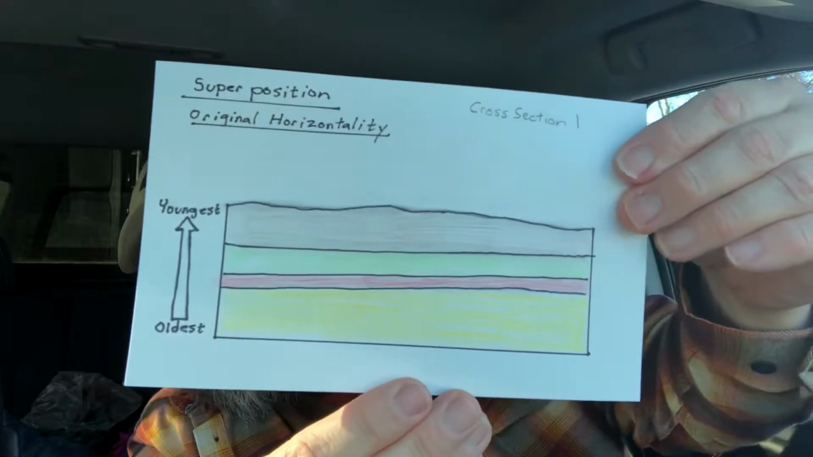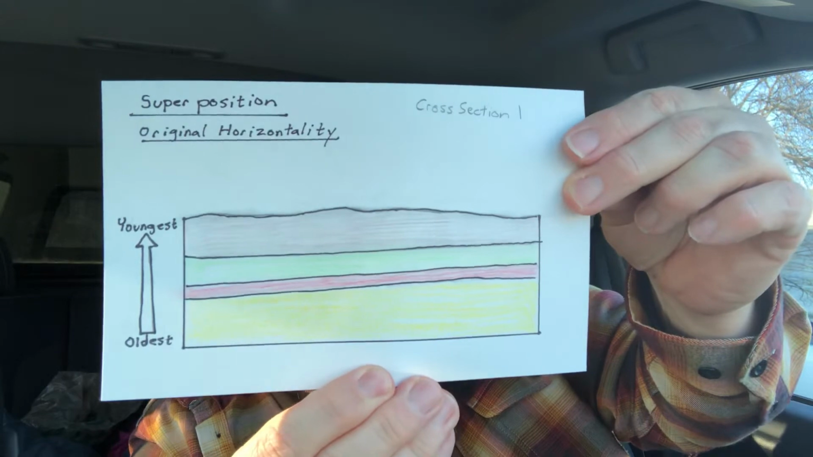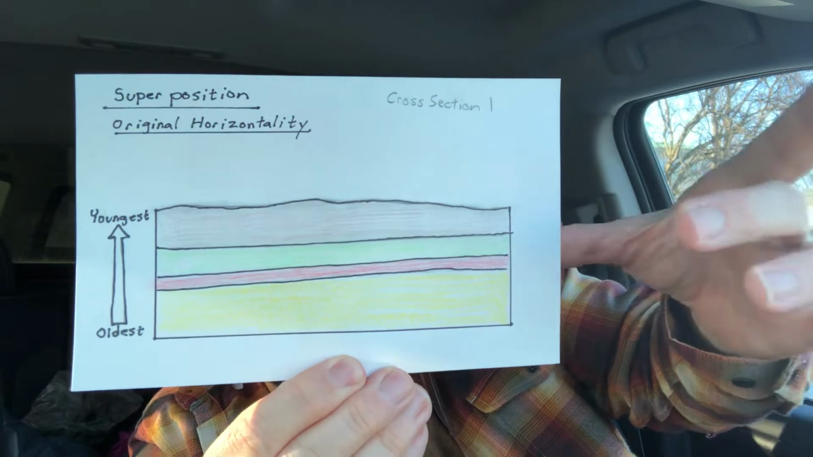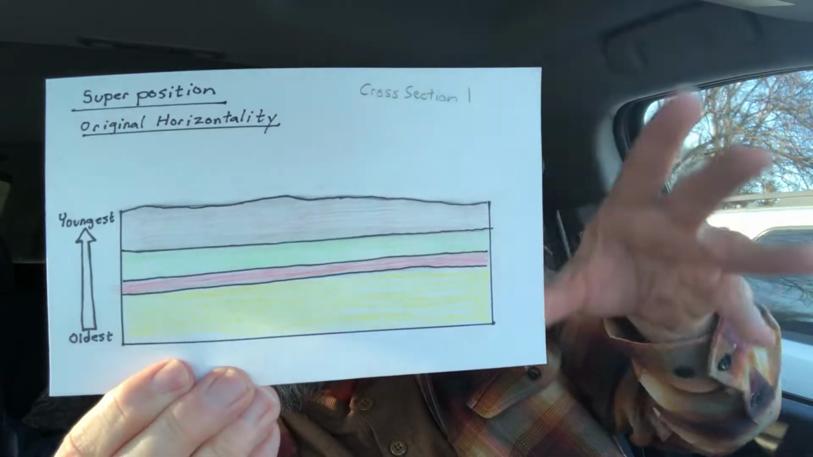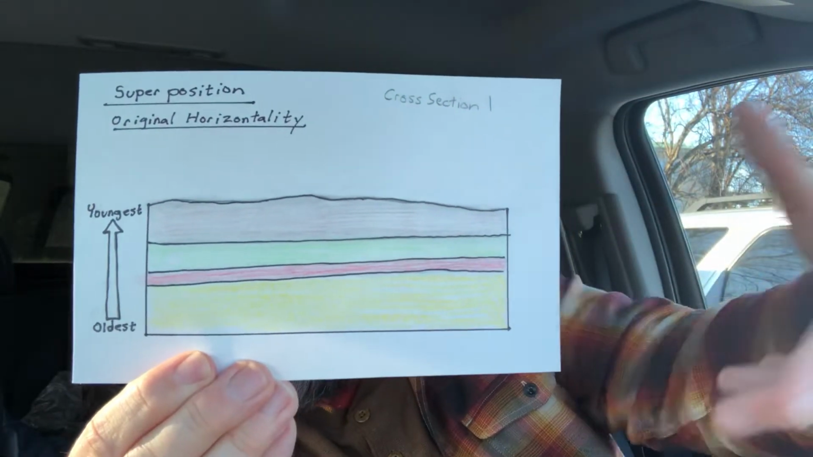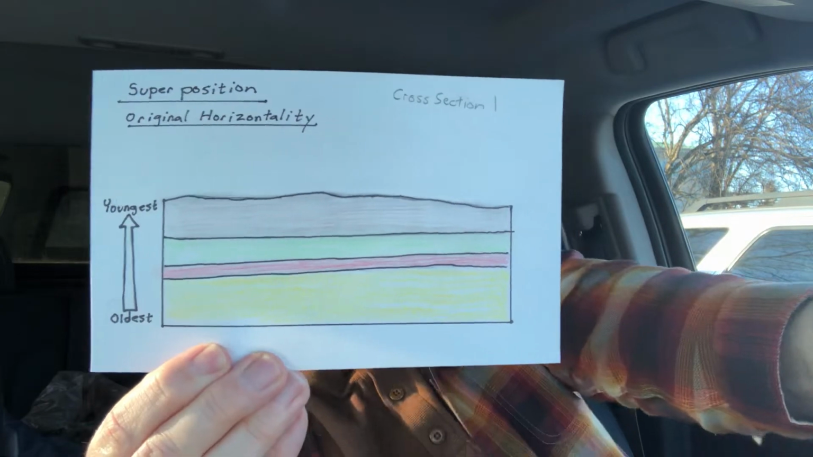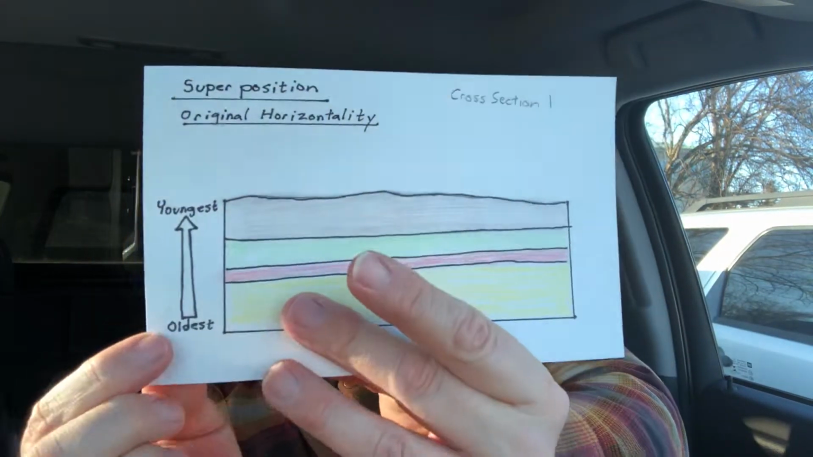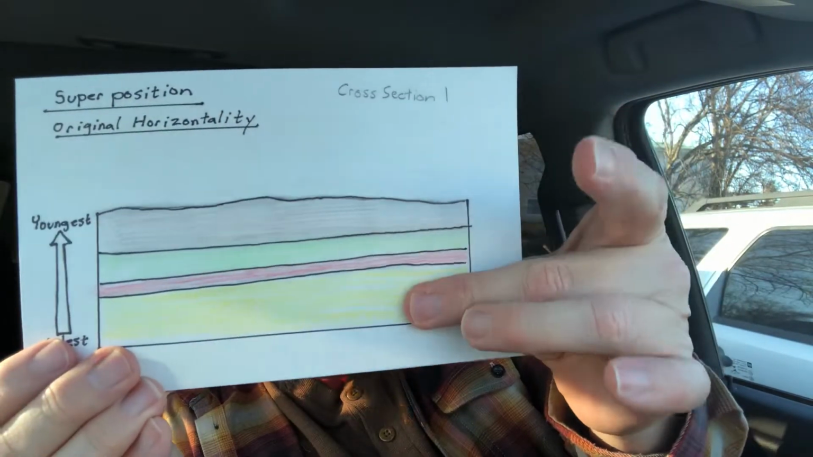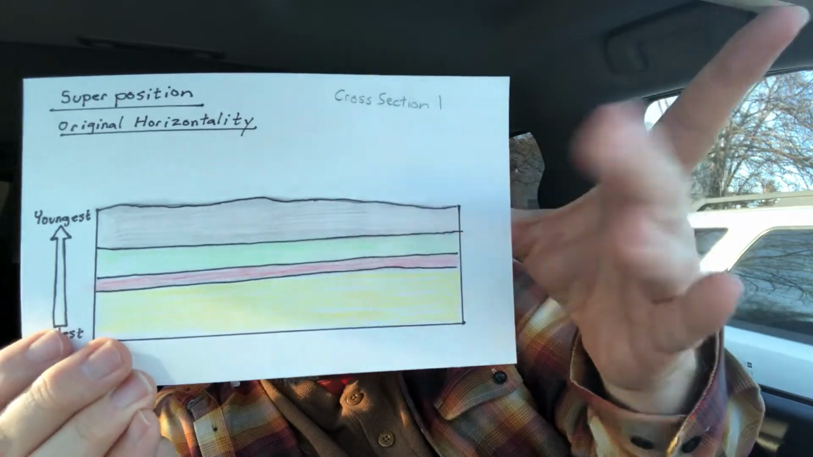Oh, that was cross-section 2. Sorry. So a basic textbook example of the law of superposition, we're going to come back to this for the law of original horizontality, basically states that in an undisturbed sequence of sedimentary rocks that were deposited on the surface, that does not deal with intrusions, this here, oldest to youngest, our yellow is our oldest, and our brown is our youngest. So that was deposited first, deposited second, deposited third, deposited fourth. Now I'll get to cross-section 2, which I inadvertently showed you.